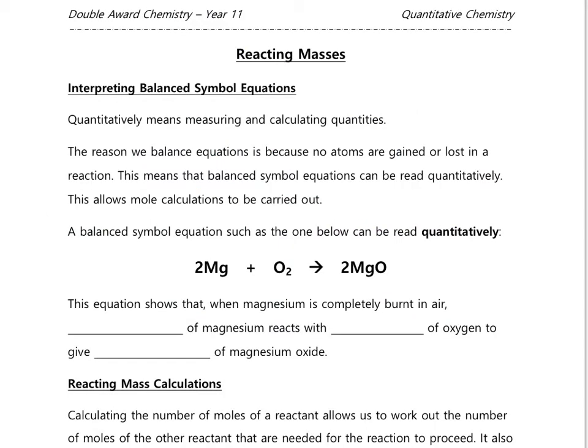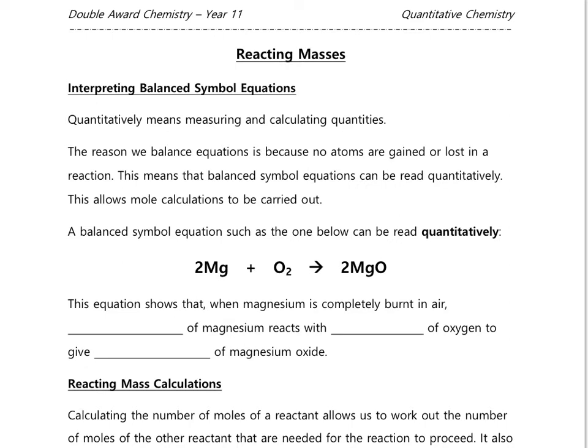So now that we have worked on moles calculations, we're going to have a look at how we can apply these moles calculations to chemical reactions and what we can work out with that information. So we're working on page 16 of your booklet, and it has reacting masses at the top of the page. So what we need to have a think about first of all is what a chemical equation actually tells us.